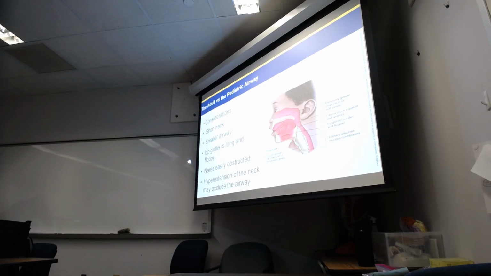What is the narrowest point of the adult airway? The glottic opening, right? It's different for pediatric. Remember what the narrowest space is for a pediatric?